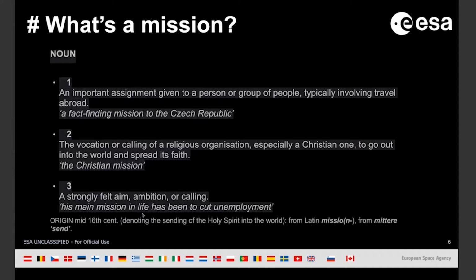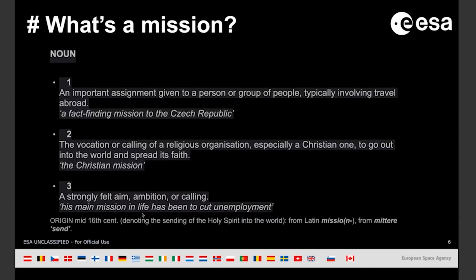And it talks about the important assignment that is given to a person or to a group of people. It also talks in some cases about religious vocation or calling. I will not go as far as claiming that sending a space mission into space is a religious thing, although it sometimes can be close to that. But what I really care about in this definition is that we are talking here about a strongly felt aim, ambition, or a calling. Because nowhere in this definition does the dictionary talk about the vehicle that takes us there.